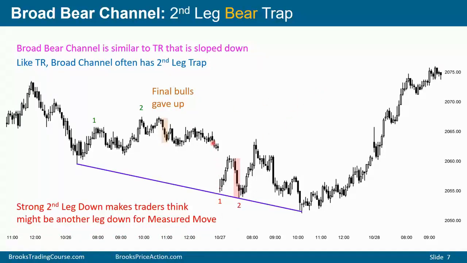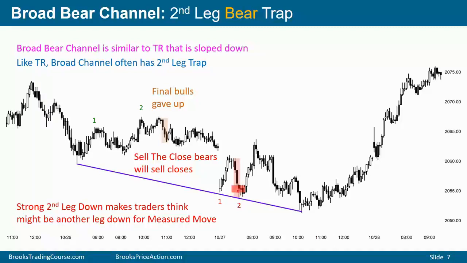This is an example of two legs down in a bear trend. We gapped down, we rallied, and we sold off very strongly. Bears are hoping that the market will collapse and accelerate downward, but it's still a broad bear channel, which is similar to a trading range, and therefore you can get two legs down that trap traders into thinking the bear trend is becoming stronger.